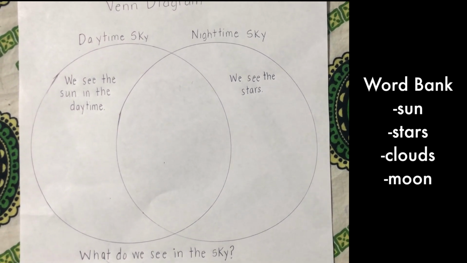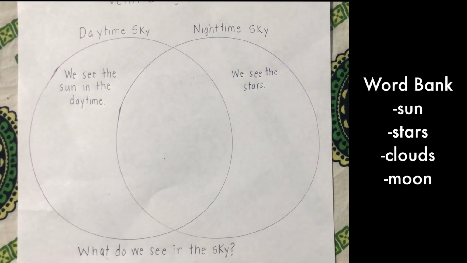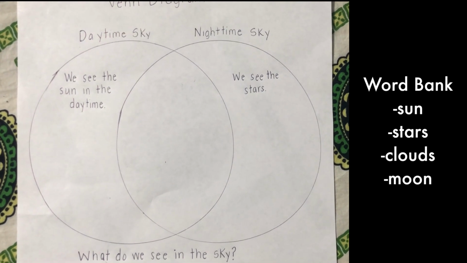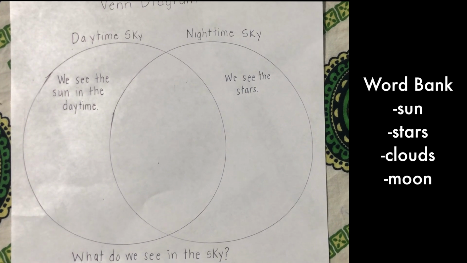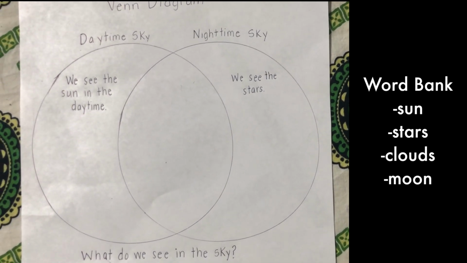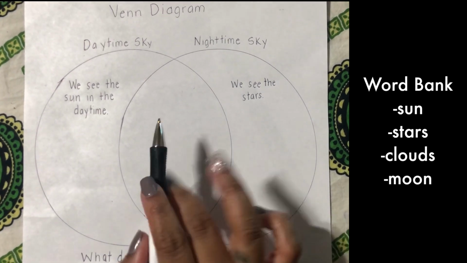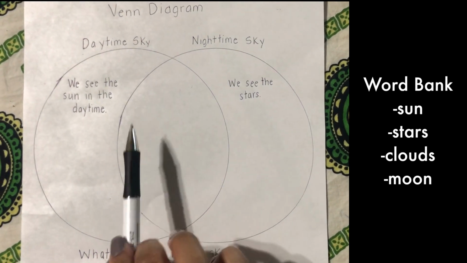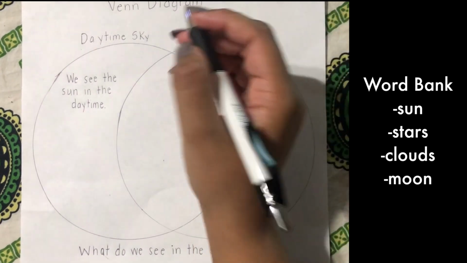Let's move on to clouds. When do we see clouds in the sky, Congo Nation? Okay, I heard some scholars say daytime. Can we also see clouds in the nighttime sky? Yes or no? Yes, we can, and we learned that in our text today. So let's write clouds here in the middle, which means that we can see clouds in the daytime sky and the nighttime sky.